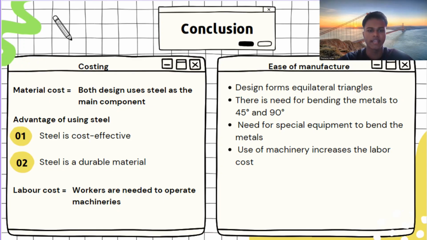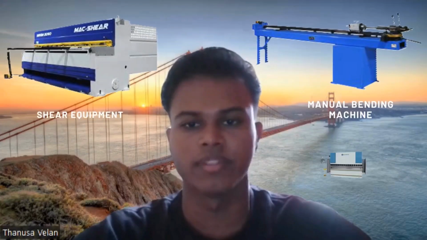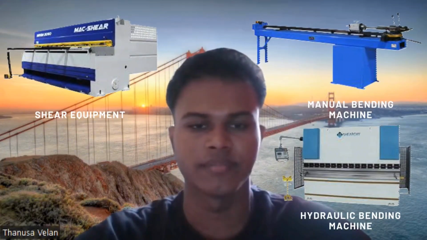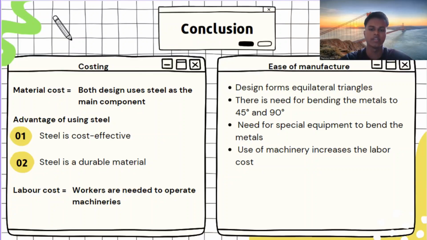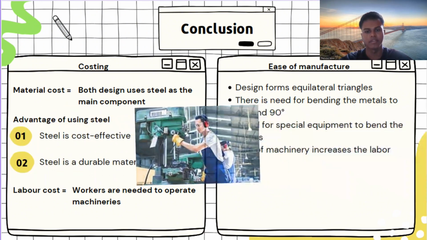efficient. Looking at ease of manufacture, assembly efficiency plays a crucial role. Designs that allow straightforward assembly and installation reduce manufacturing time and associated labor costs. However, in the case of Design 2, which forms equilateral triangles, there is a requirement for bending metals at angles of 45 and 90 degrees. This necessitates the use of special equipment like shears, manual bending machines, and hydraulic bending machines, contributing to increased manufacturing costs and making the process somewhat burdensome. Additionally, the use of machinery adds to labor costs as workers are needed to operate and assemble the truss mechanism parts.